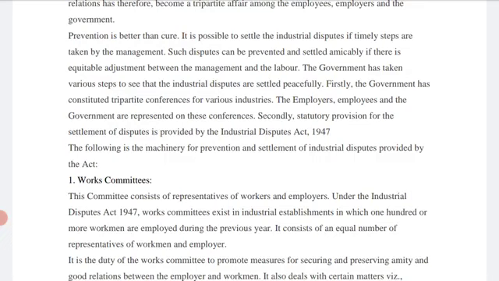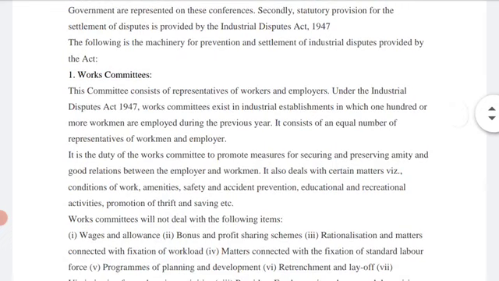The first committee is the works committee. What is a works committee? This committee consists of representatives of workers and employers. In this committee, both workers and employers are present, that is, employers as well as employees. Both are included in works committees.